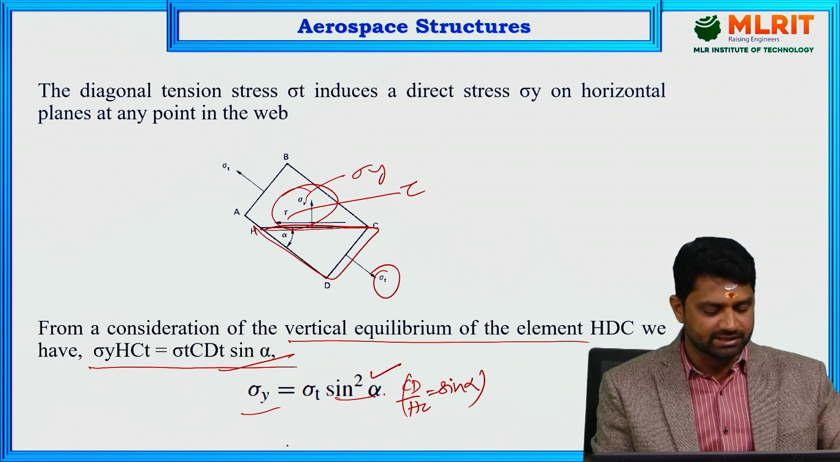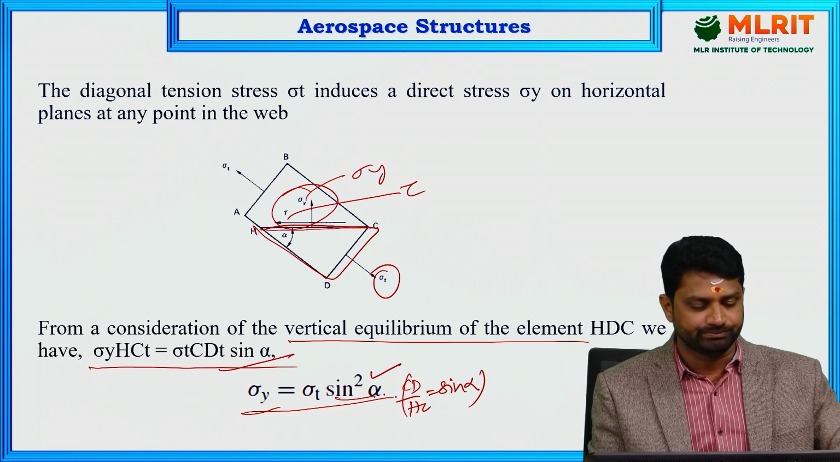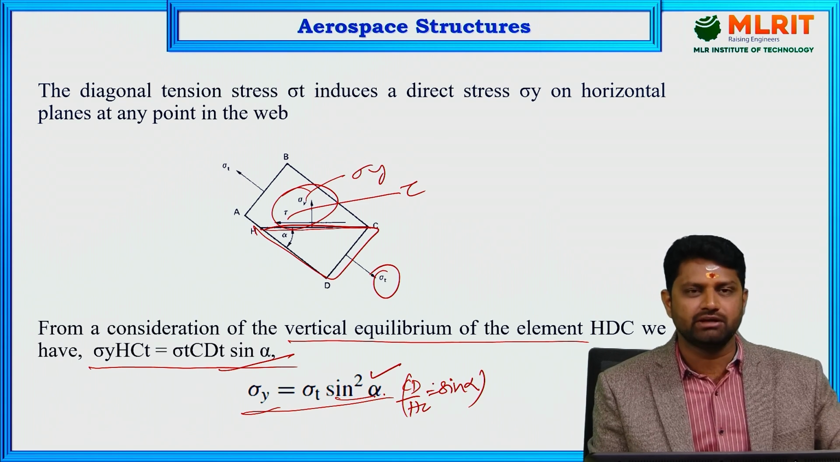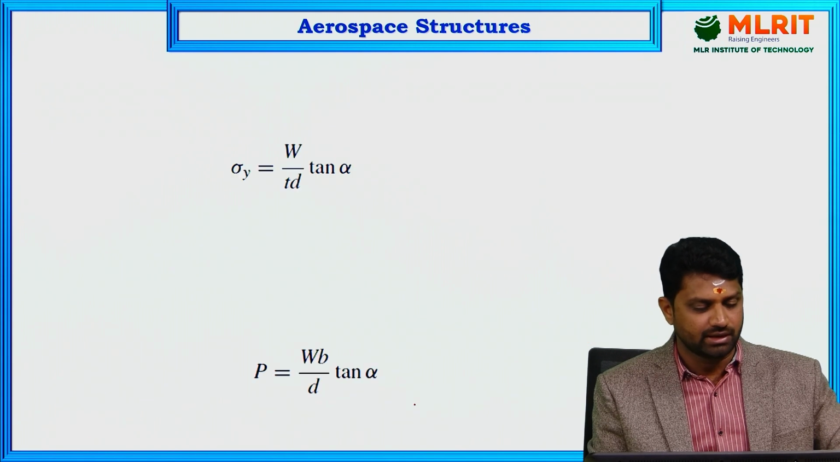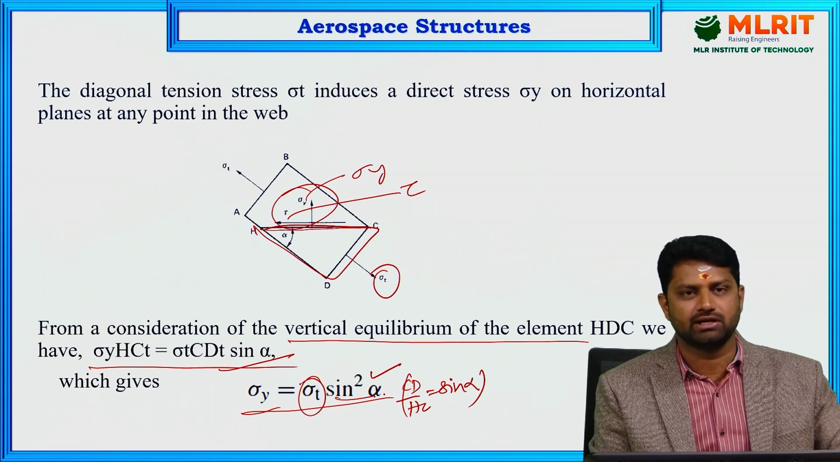You are going to get sigma y equal to sigma T into sin square alpha. So this is the vertical equilibrium of the element HDC. Similarly, if you calculate the horizontal equilibrium, you can get the vertical equilibrium we got here, and after that by substituting for T here we got T, and the diagonal tension stress we already calculated in the previous one.